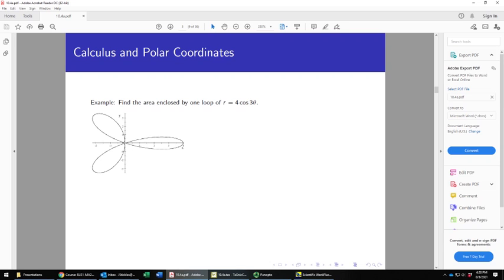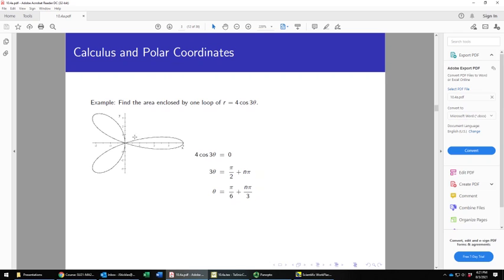If we want to find the area for one of these loops, I need to make sure that I figure out the thetas where this is drawn just one time. I need to figure out where this curve comes back and crosses itself at the pole, at the origin. So let's set r equal to 0. Cosine has to be 0, so the inside has to be pi over 2 plus n pi. Divide both sides by 3, and that gives us pi over 6 plus multiples of pi over 3.